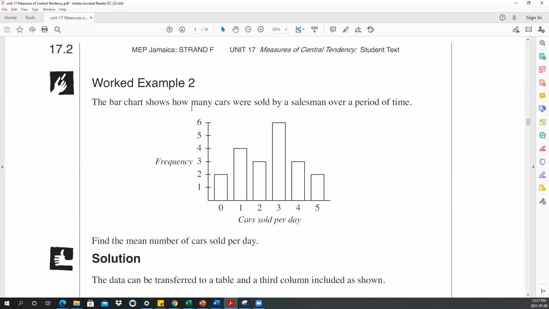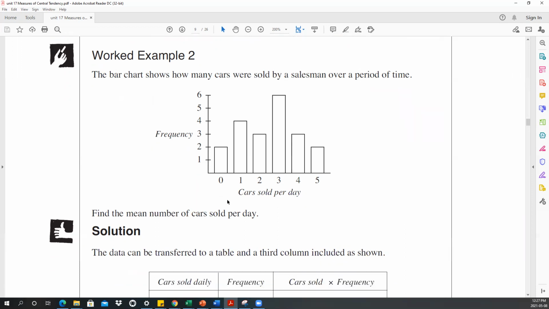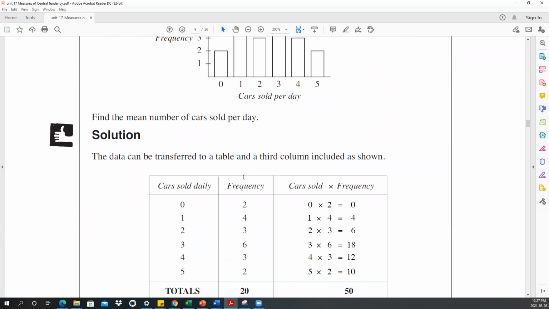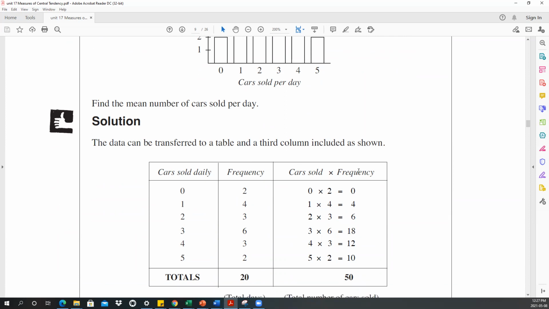A bar chart shows how many cars were sold by a salesman over a period of time. Again, find the mean number of cars sold per day. So you have your frequency chart, you put it in a nice table. The data can be transferred to a table and a third column included as shown.